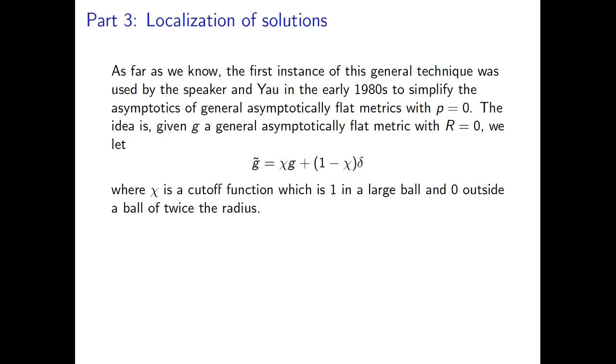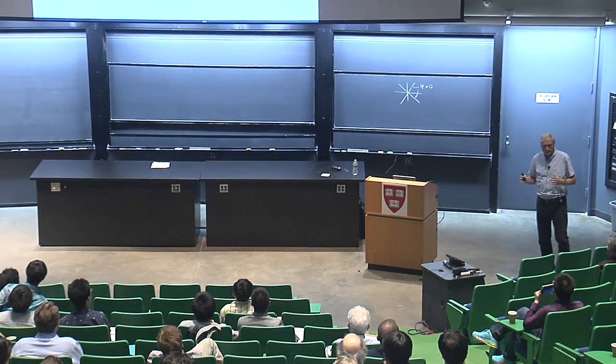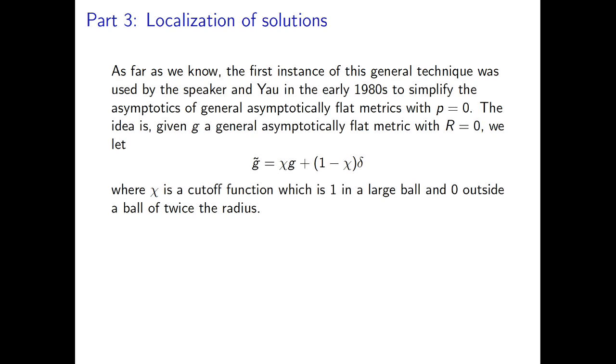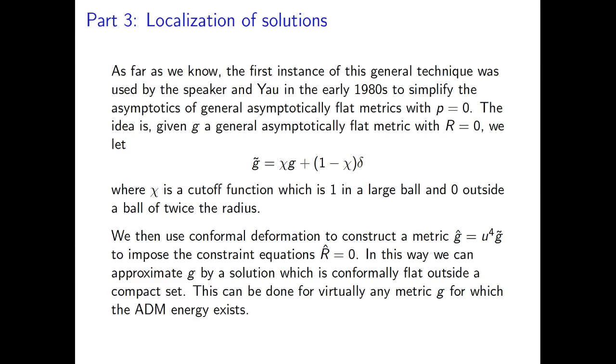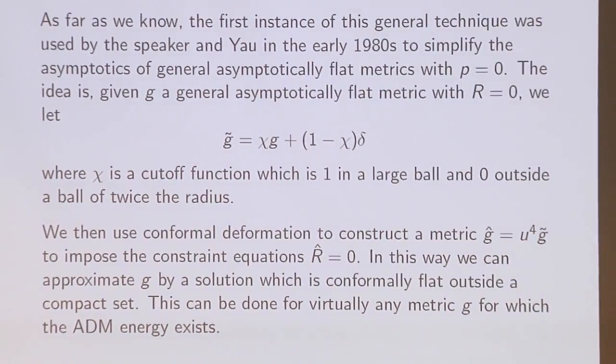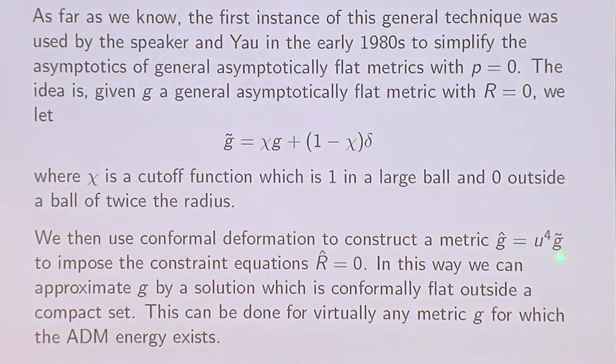Namely, we showed that you could take any solution for which the energy and the linear momentum are well defined, and you can approximate it, keeping it almost the same on a compact set. We didn't actually keep it the same there. But you could then cut it off to Euclidean at infinity and then restore the constraint equations using a conformal deformation.